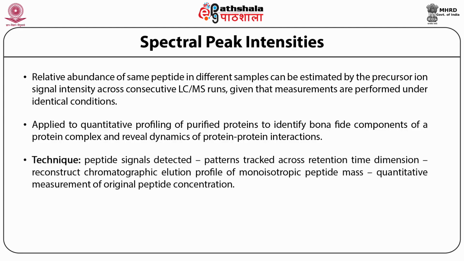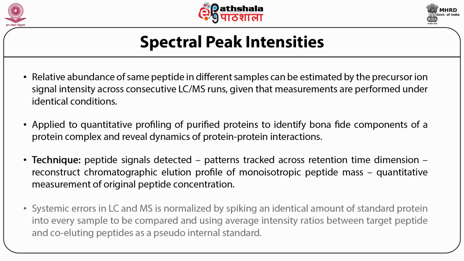The technique involves that peptide signals are detected, which in turn reflects the patterns tracked across the retention time dimension, which further involves the reconstruction of the chromatographic elution profile of monoisotopic peptide mass, which gives the quantitative measurement of the original peptide concentration. Systemic errors in liquid chromatography and mass spectrometric analysis are normalized by spiking an identical amount of standard protein into every sample to be compared and using average intensity ratios between target peptide and co-eluting peptides as a pseudo internal standard.